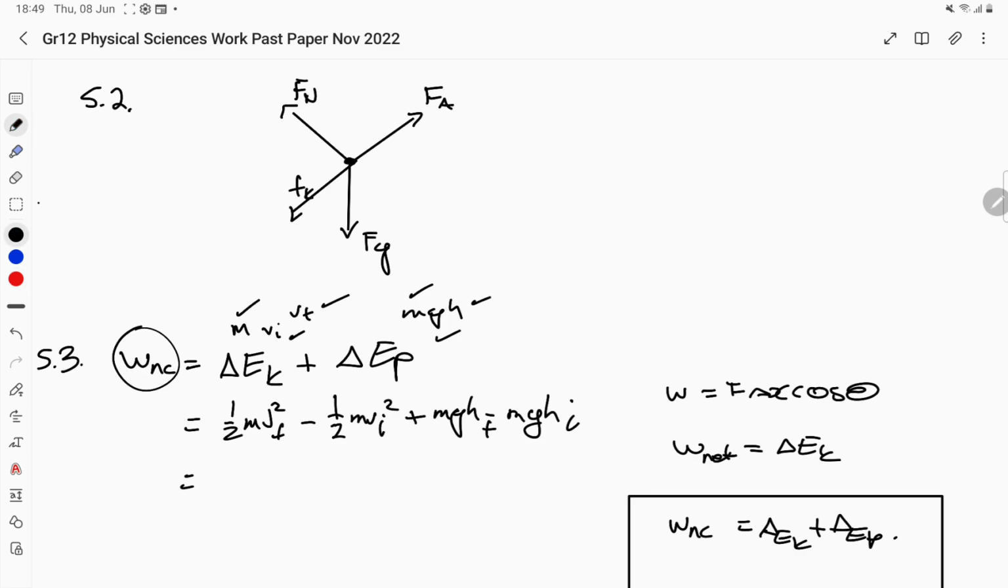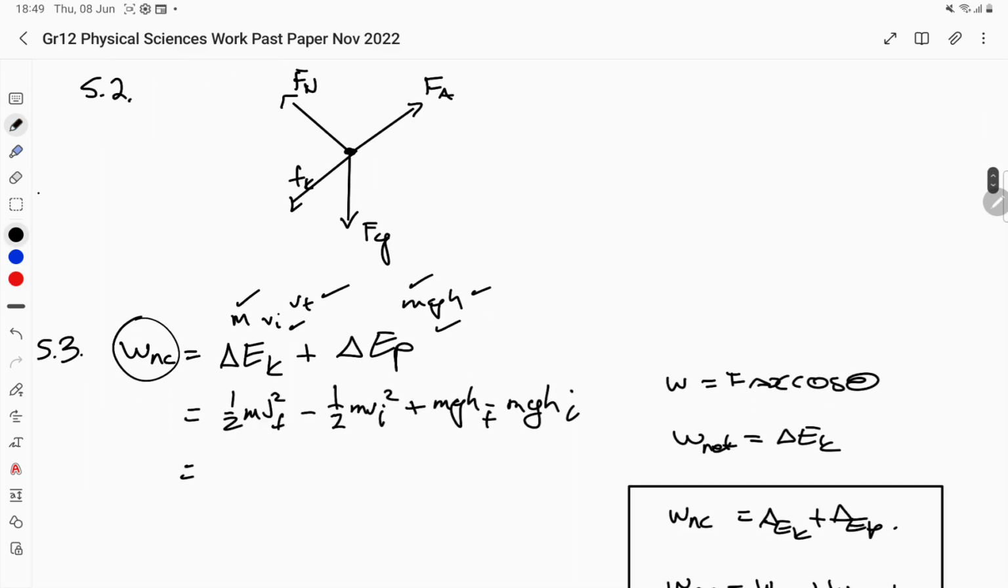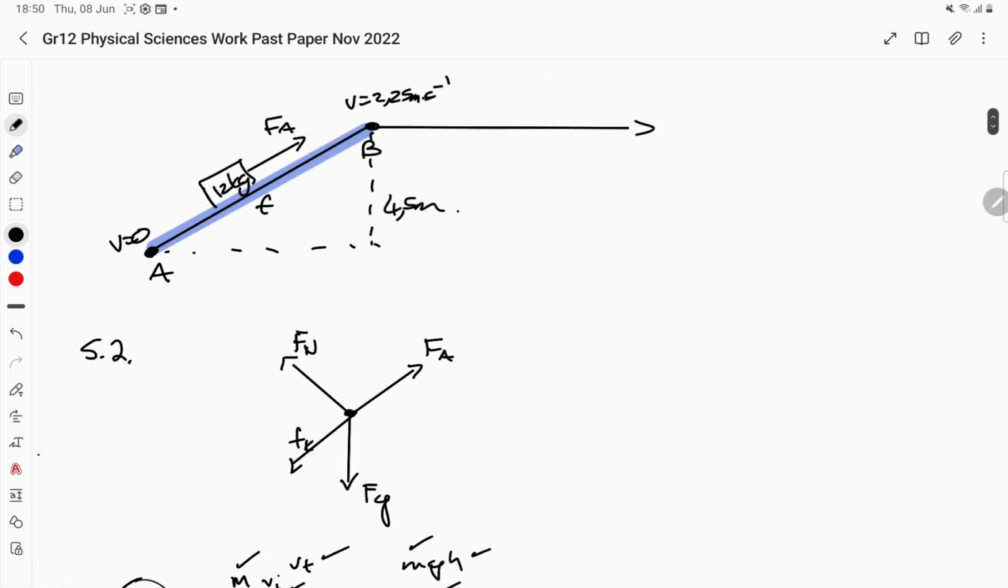Now, the mass was 12 kg, so I'm going to fill out all the masses. The initial velocity was 0, and we ended up going at 2.25, so the final velocity is 2.25 in this case. Our initial height will be 0, and our final height goes up to 4.5 meters.